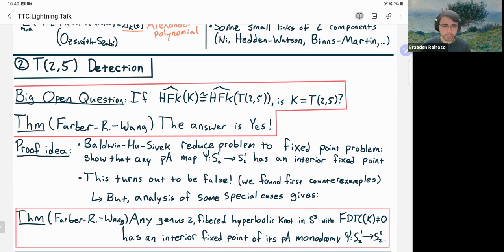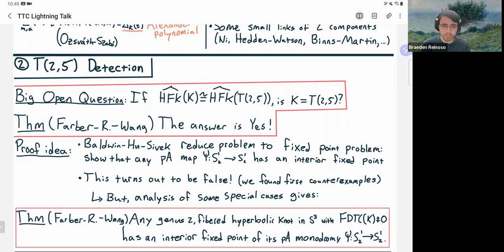So how do we do this? Well, first of all, Baldwin, Hu, and Sivek reduced this detection problem to purely a dynamics problem, a problem about counting fixed points of pseudo-Anosov maps. If you could show that any pseudo-Anosov map on the genus 2 surface with one boundary component has an interior fixed point, then this would imply the detection result. But the issue is that this turns out to be false. We actually found an infinite family of examples of pseudo-Anosov maps on this surface which have no interior fixed points, and many of them look like potential counterexamples to the detection result.